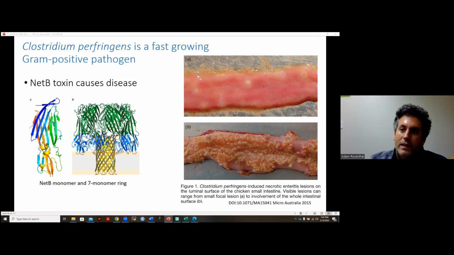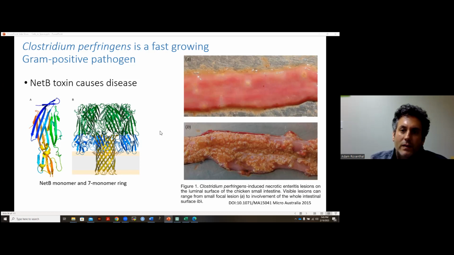This is basically the intestine of a healthy chicken. If you have a chicken that is infected with Clostridium perfringens, it has all these lesions and gets very sick. These lesions are caused by a toxin called NetB. NetB forms a pore that goes through the epithelial cells and destroys them. This is a monomer, and then it makes a 7-member ring.